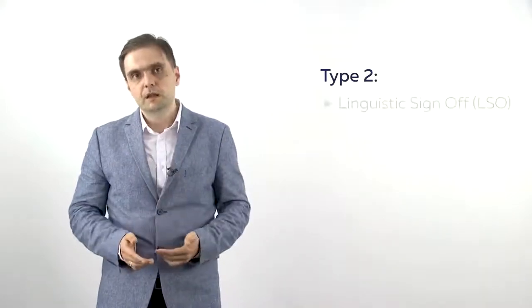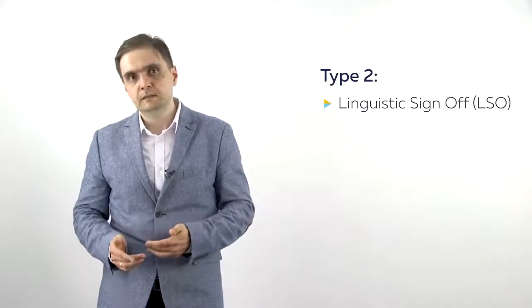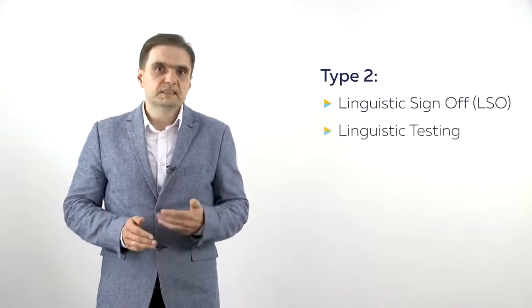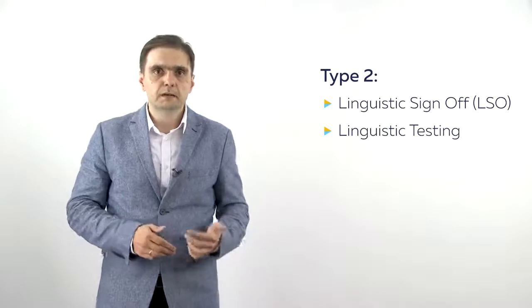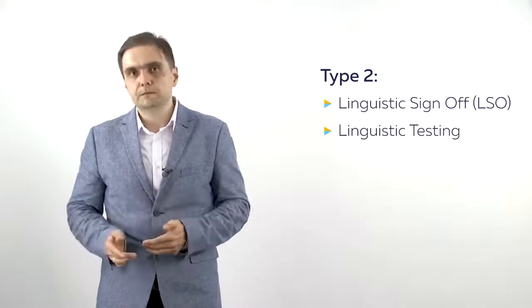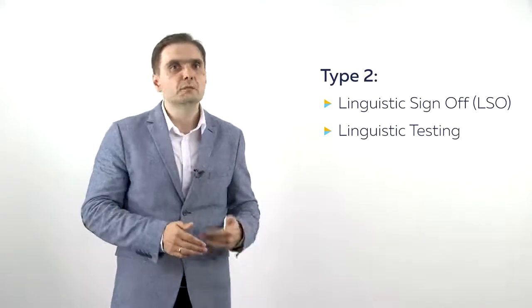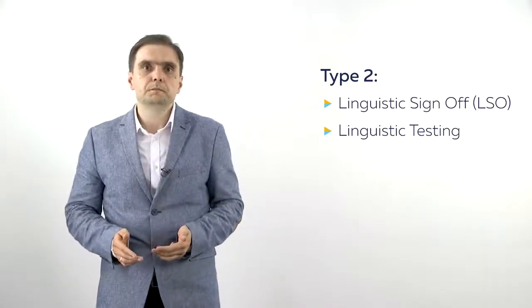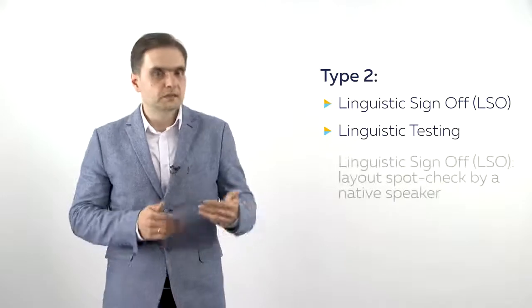The second type of tasks requires the person performing them to know both of the languages. This includes linguistic sign-off, LSO, and linguistic testing. LSO is very similar to visual quality control because it also includes the checking of final and compiled documents. But the point in this case is a bit different. Some errors that are introduced during DTP can be noticed only by native speakers. For example, if the translation was too long, it could have gone off the page and disappeared.